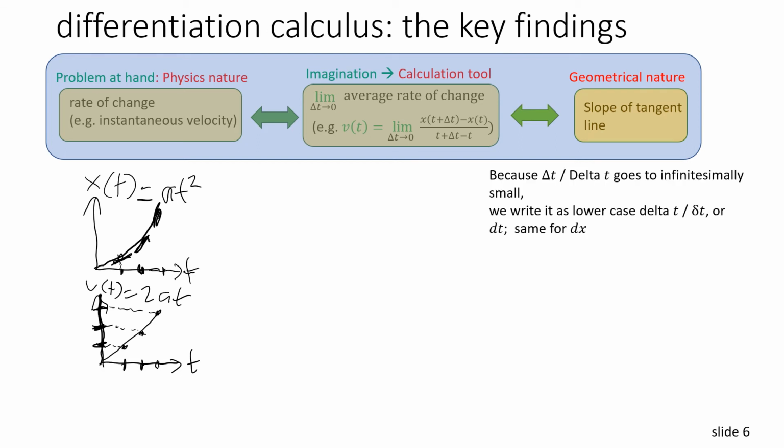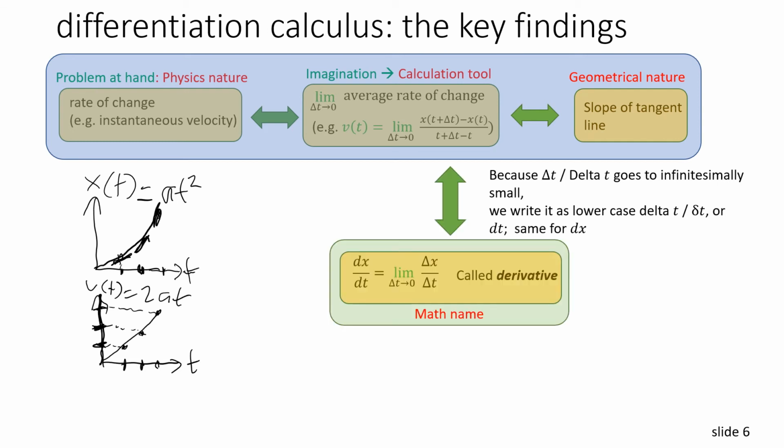Oh, by the way, because delta t becomes infinitesimally small, we write it as a lowercase d t, or dt. And same thing for delta x, for the displacement difference. We write it as dx. And this is just a conventional thing to do in calc. We have dt, dx. Now, we call this rate of change dx over dt, which equals the limit of delta t going to 0 of delta x over delta t. This thing right here is called a derivative in calc terms.